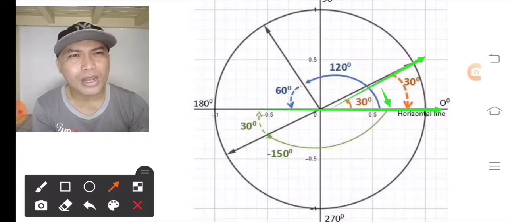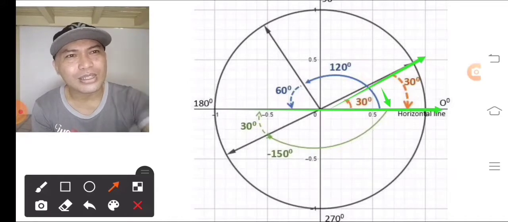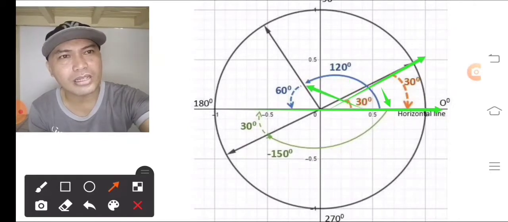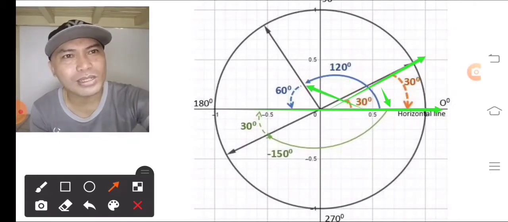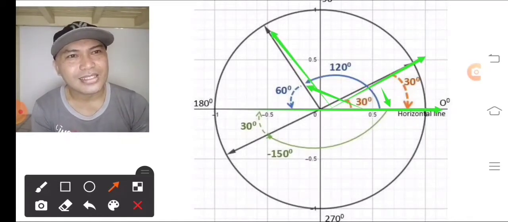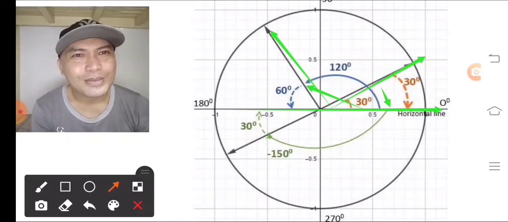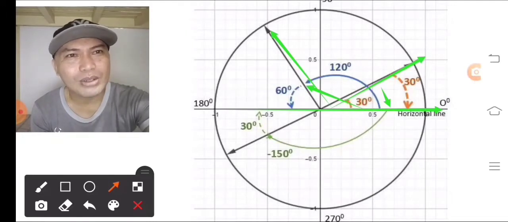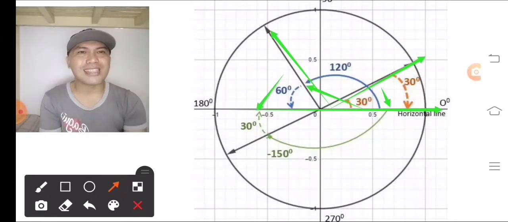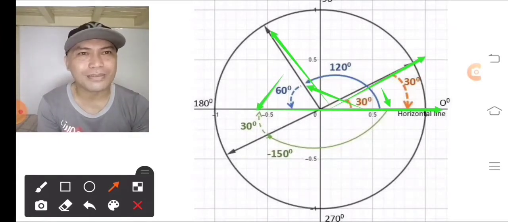How about if we have 120 degrees? This is the illustration. So from the x-axis going to the terminal side is this one. So from the terminal side to the x-axis, that is our reference angle, so that is 60 degrees.